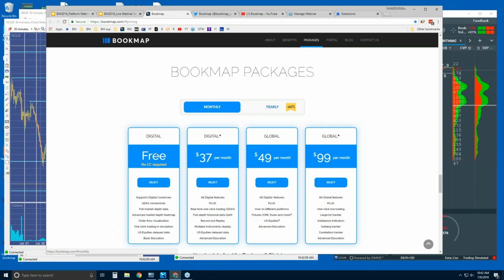Now, the Digital Plus version, you can connect to 20 different currencies at a time. Okay, you can record and replay that data. You can trade right from the Bookmap chart into a live GDAX account if you have one. And you get the advanced education and full support. Okay, so that's the Digital Plus version.